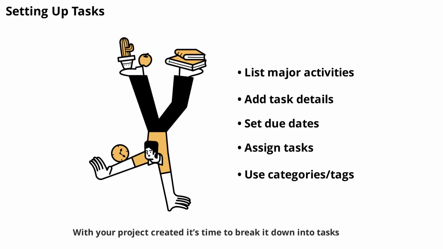With your project created, it's time to break it down into tasks. Scheduling software allows you to add individual tasks or milestones. Start by listing all major activities required to complete the project. For each task, specify a name, description, and due date. You can also assign tasks to team members if your software supports collaboration. Organizing tasks helps clarify responsibilities and ensures nothing is overlooked. Use categories or tags to group similar tasks, making it easier to manage and track progress.